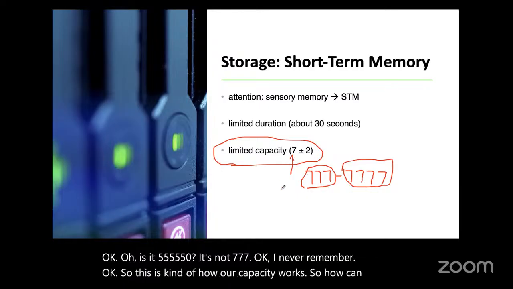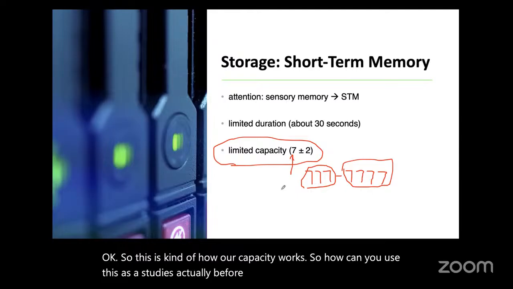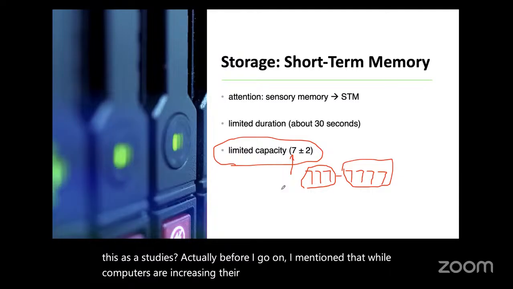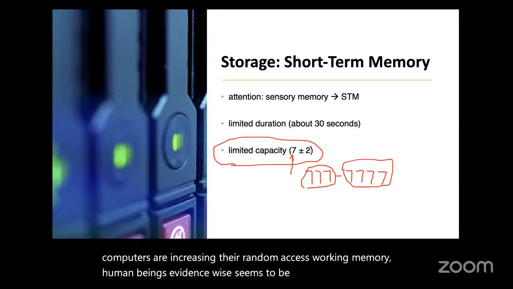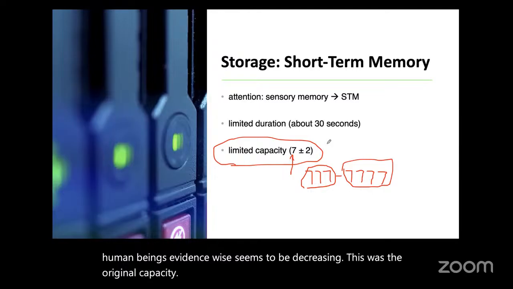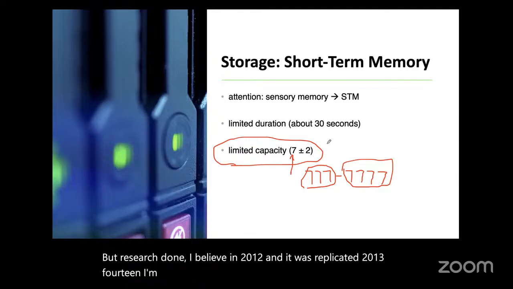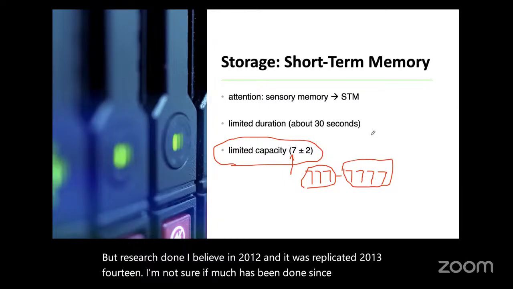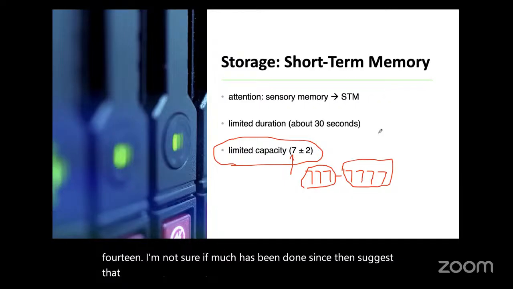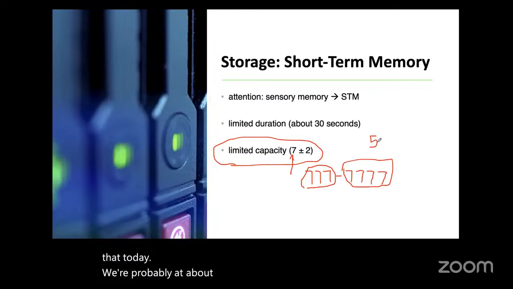So how can you use this as a study tip? Actually, before I go on, I mentioned that while computers are increasing their random access working memory, human beings, evidence-wise, seem to be decreasing. This was the original capacity, but research done, I believe, in 2012, and replicated in 2013 and 14, I'm not sure if much has been done since then, suggests that today we're probably at about 5 plus or minus 3.